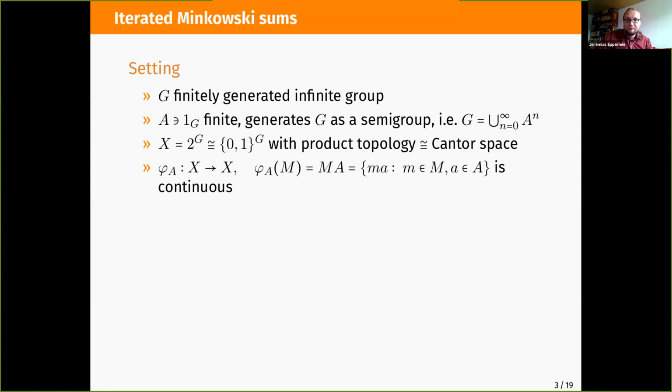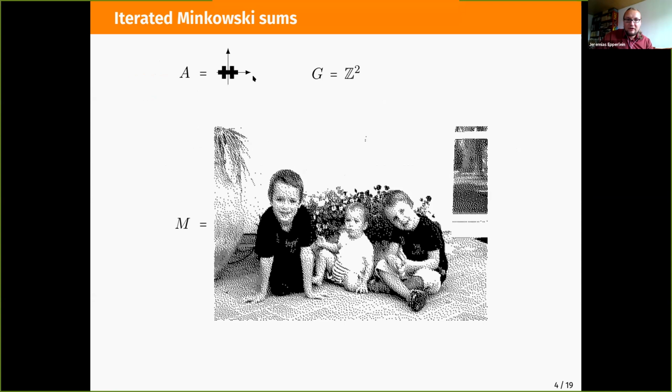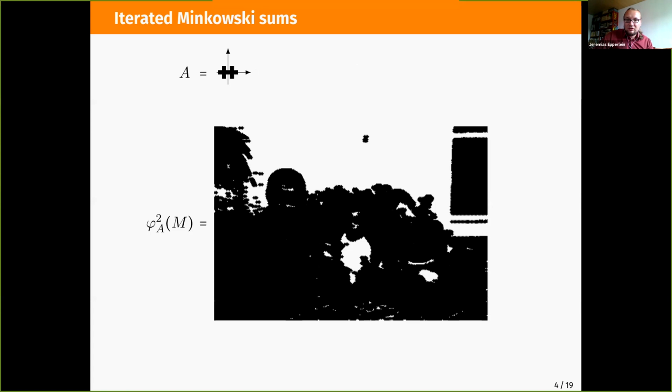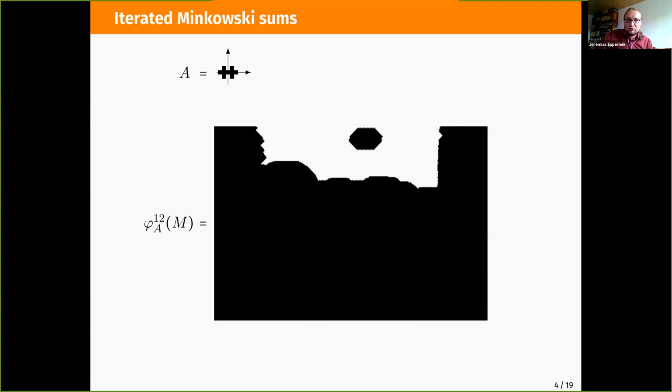And in order to understand all the other pictures that I will show, we start with an example. Again, we take G as Z squared. A is this subset of the plane, so it has 9 elements. And always black squares will be elements in this set. And then we take some subset of the plane. And then we iterate our map, and what happens is just every pixel turns into this generating set, and we continue like this. And again, everything converges to the whole group.